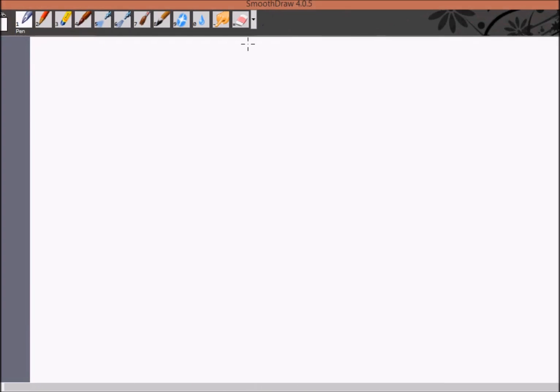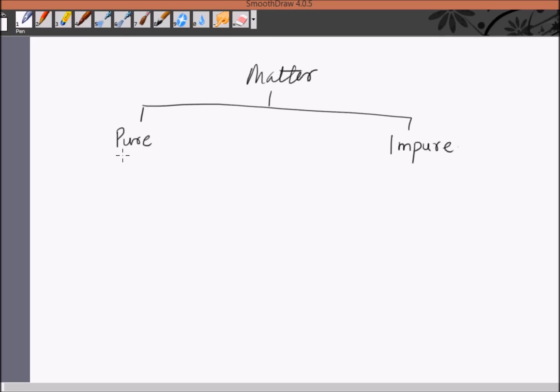So friends, we all know that mixture is a matter, and matter is segmented into pure and impure substances. In pure substances, we learned elements, and in impure, we learn compounds and mixtures.